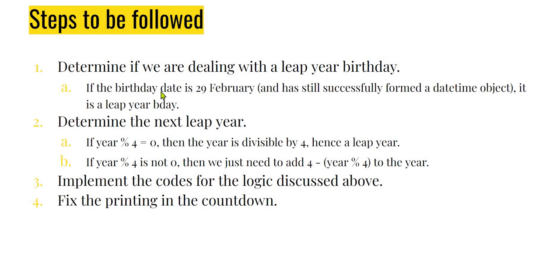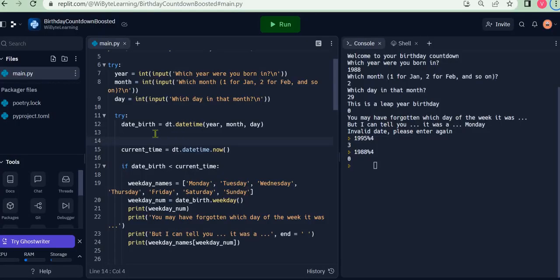Now this itself is okay. This is not very hard, because if we are dealing with a leap year birthday, then it has to be 29 days in February. And given that the datetime object was successfully formed, then it is a leap year birthday. So first let's do this in our code, and then we can come back and proceed with the remaining things.